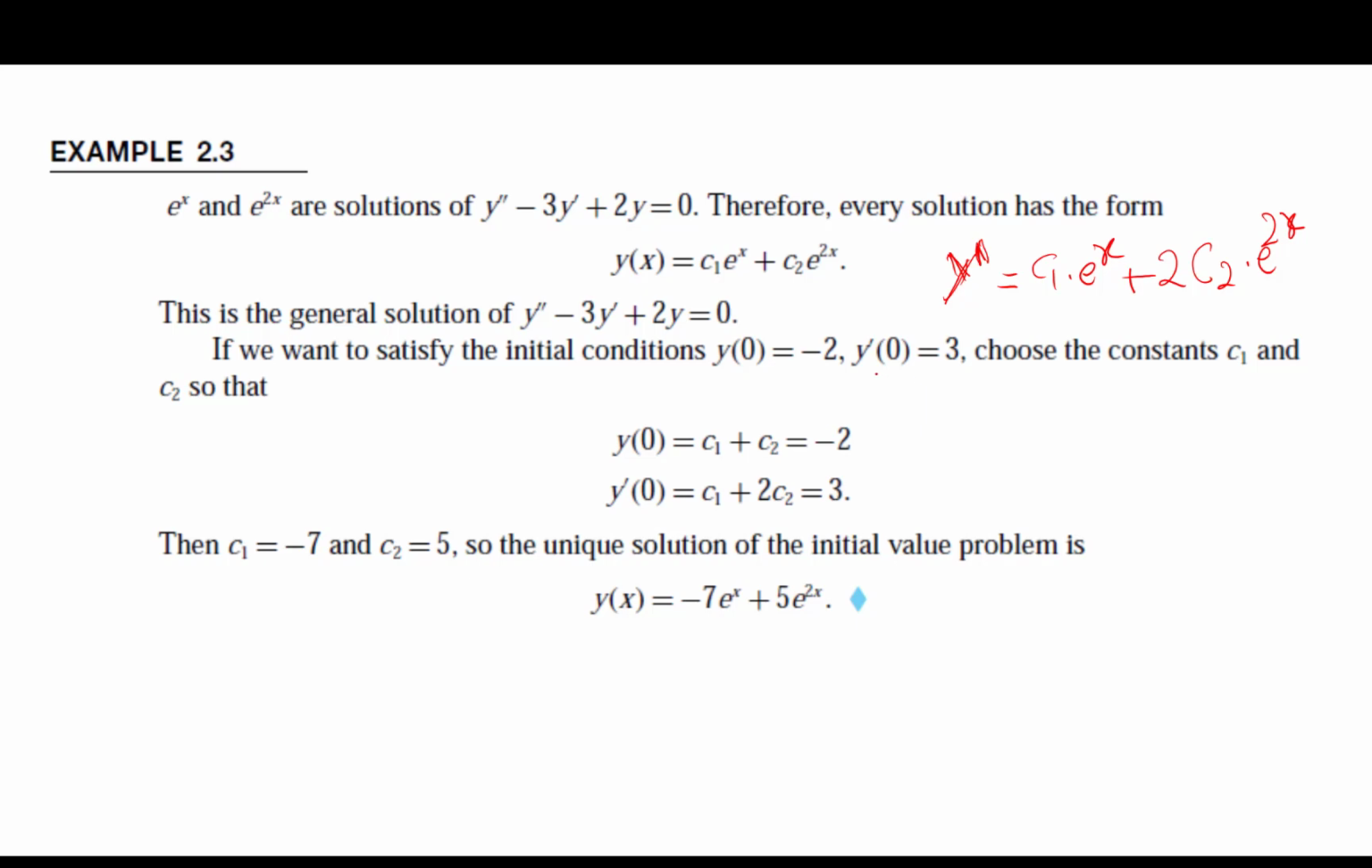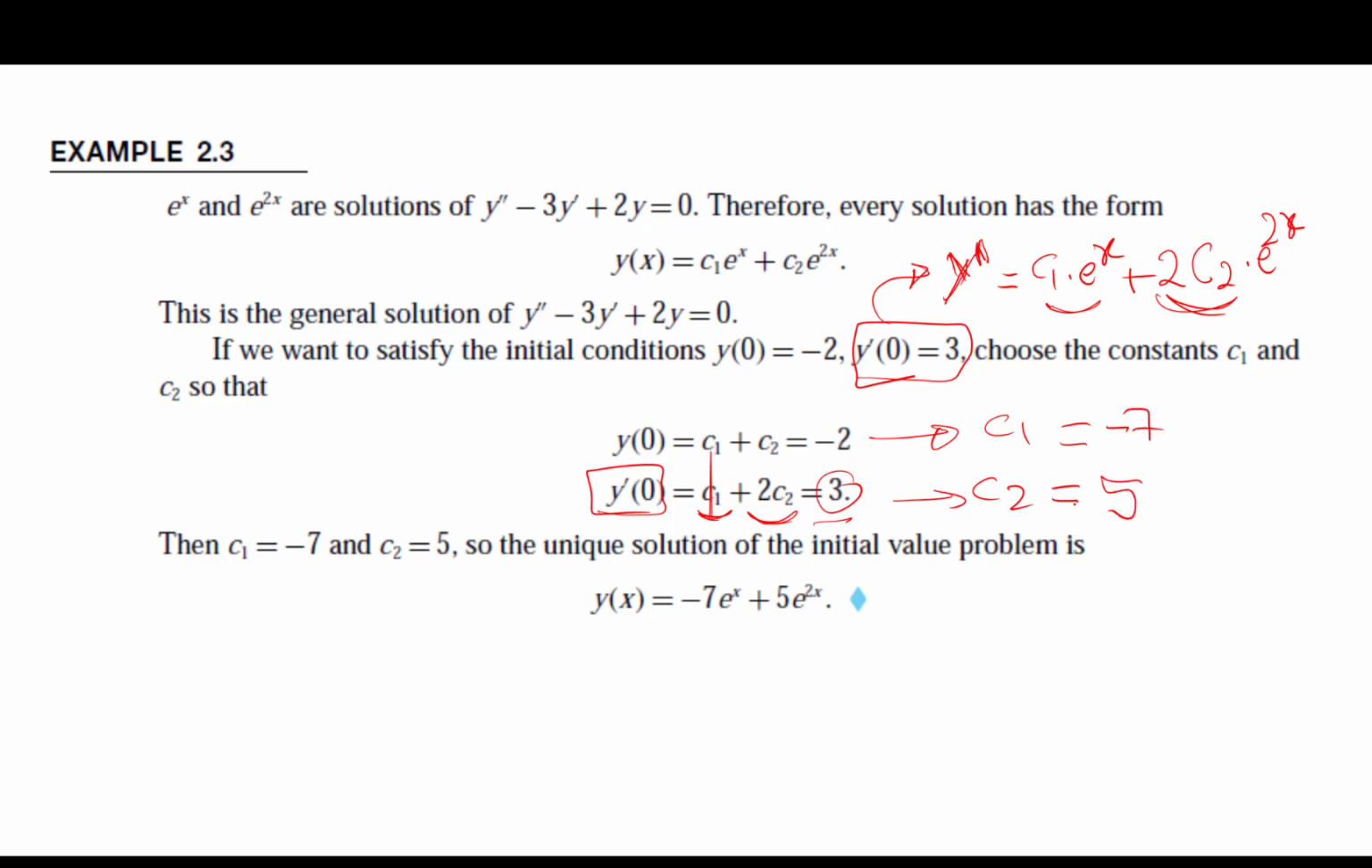Then we're going to substitute with this initial condition, and we obtain that y prime of 0 equals 3. So this means c1 plus 2c2 equals 3. From here we can obtain the values for c1 and c2: c1 equals minus 7, c2 equals 5.